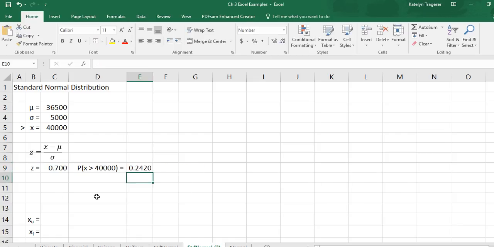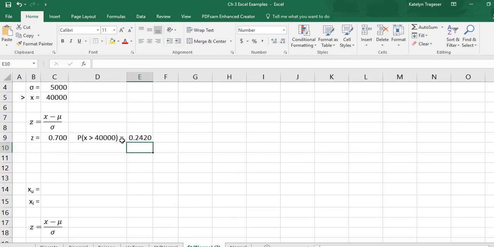And we find that the area to the right of z equals 0.7 is 0.2420. Or we could say that 24.2% of our tires will last more than 40,000 miles.